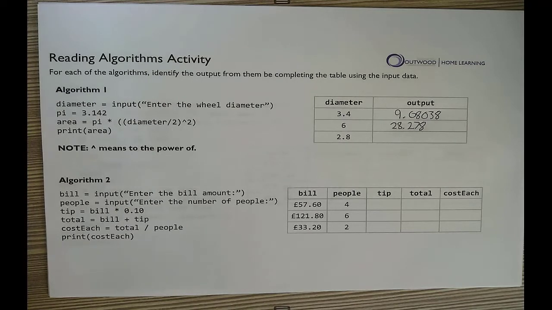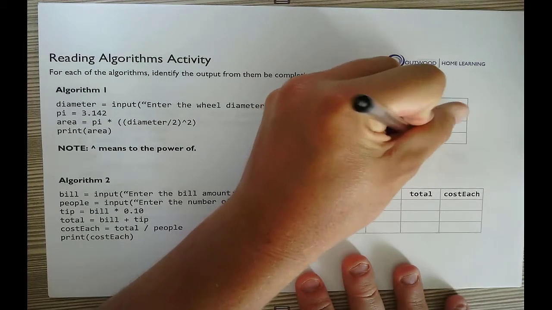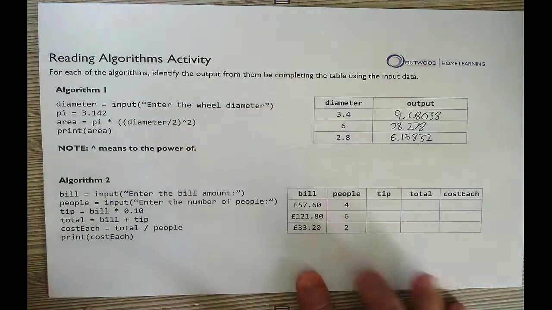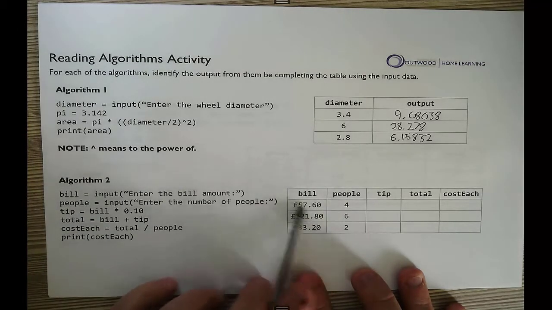1.4 squared is 1.96. Timesing that by 3.142 gives us 6.15832. Okay, so there's your answers for the first algorithm. Second algorithm, then, we've got something to do with a bill and a restaurant. So we've got our 2 inputs here, the values.